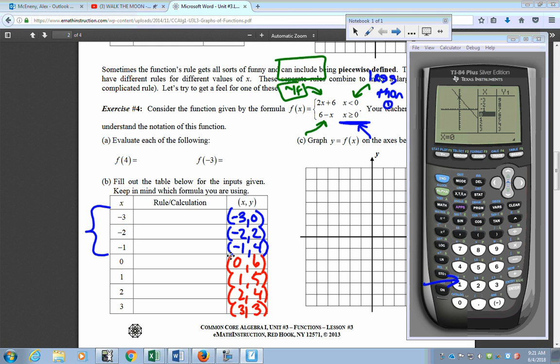So like in this case, I'm going to write the ones in blue that I did in blue on the graph. So I got -3, 0, -2, 2, -1, 4. So that's the first part of my graph. And then from there, because I stop at 0, we have 0, 6, which is part of our other graph. And then, actually this one should be in red. And then from here down, 1, 5, 2, 4, and 3, 3.